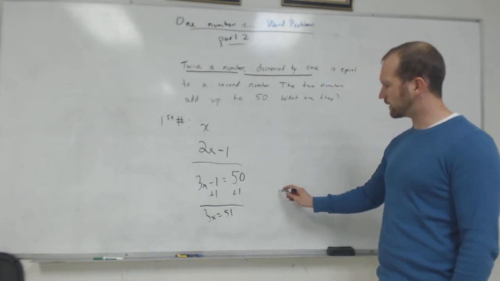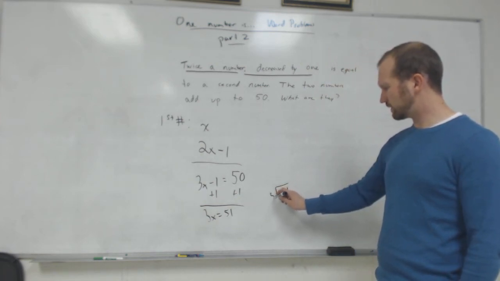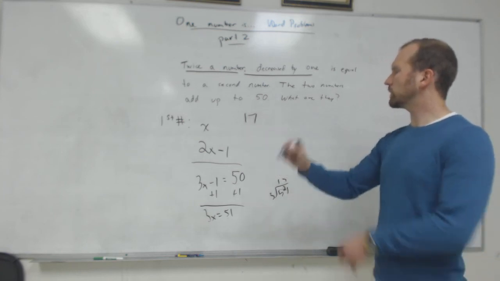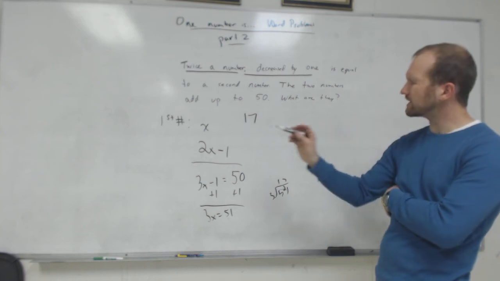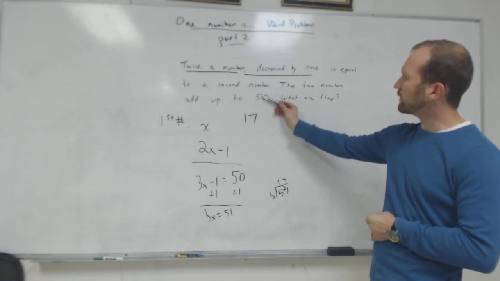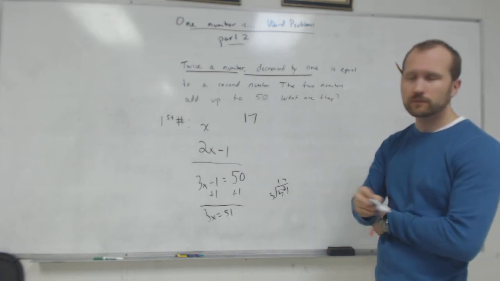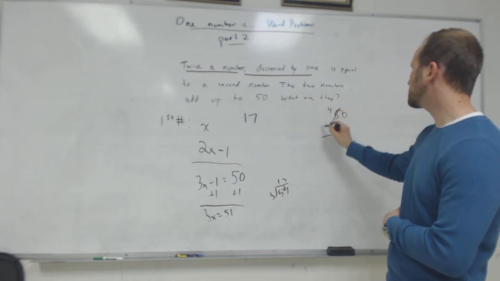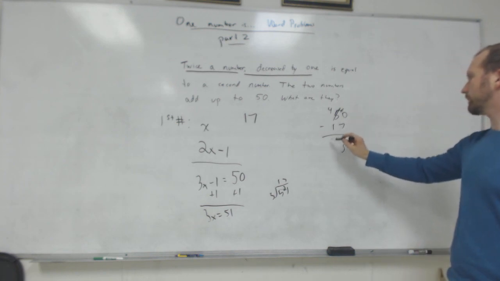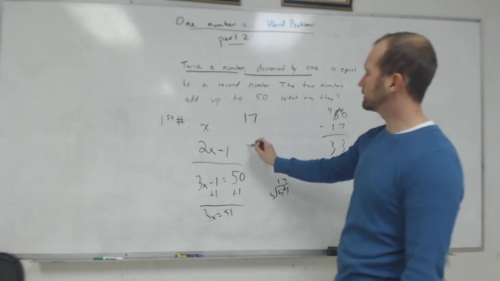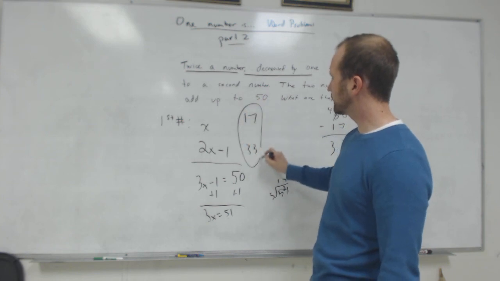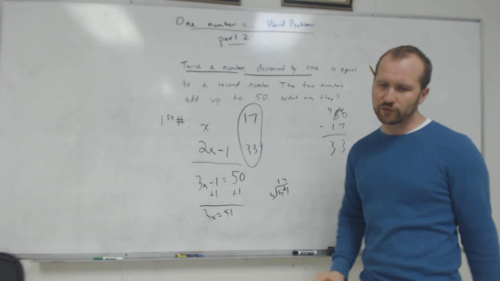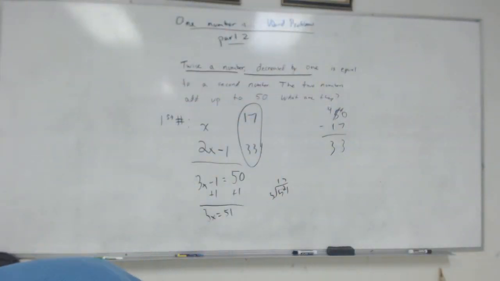51 divided by 3 is 17. Right? So what's the other number? I could either do 2 times 17 minus 1, or I could do 50 minus 17. Which one do you want to do? 50 minus 17. You guys like that method better. 50 minus 17 is 33. The numbers are 17 and 33. Beautiful.